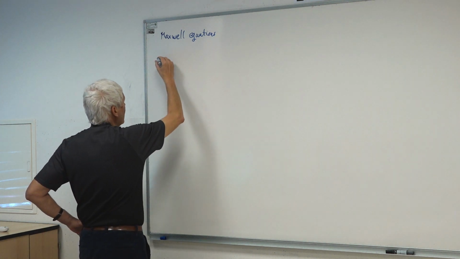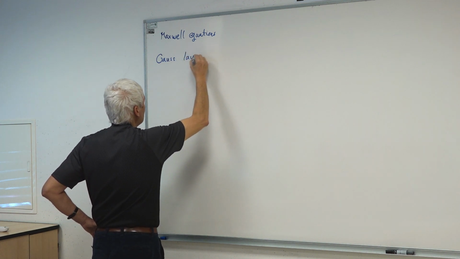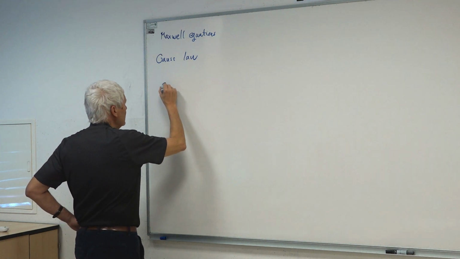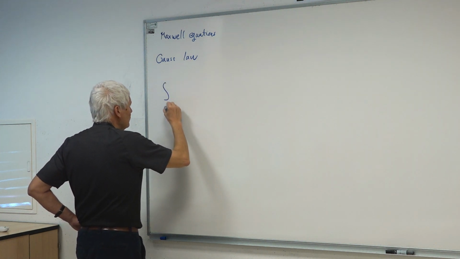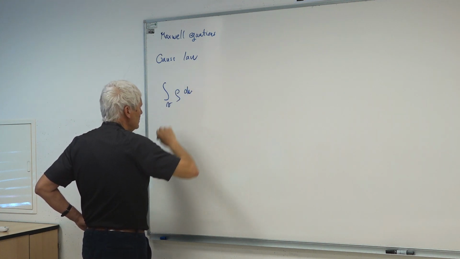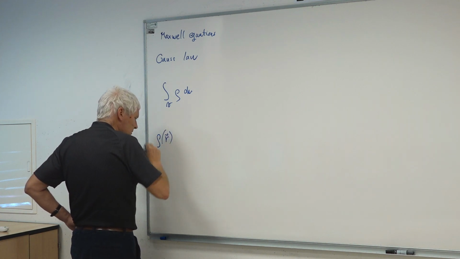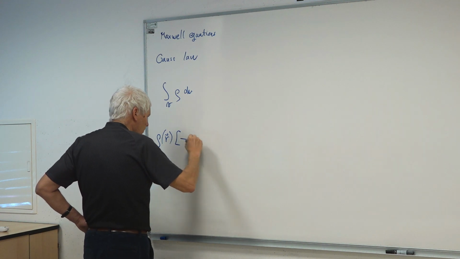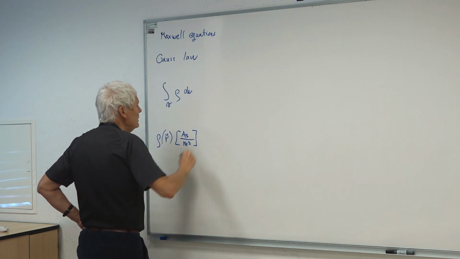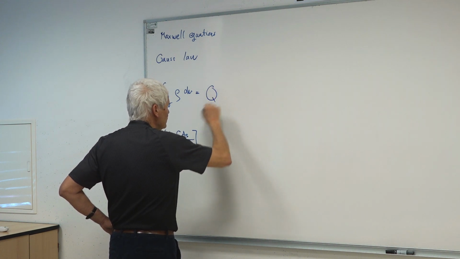So the first law I'm going to mention here is the Gauss law. What does the Gauss law say? It says that the integral over volume of the charge density, where charge density is a function of the position, but it's a scalar, and has units of ampere seconds per cubic meter. If I integrate over this volume, I have a total charge of Q.